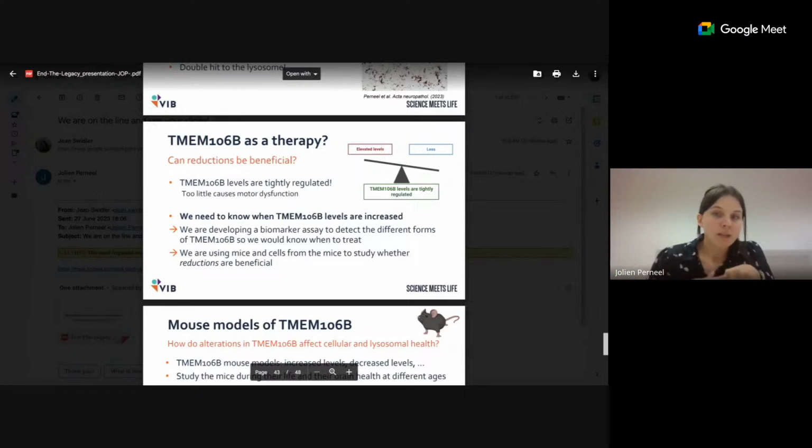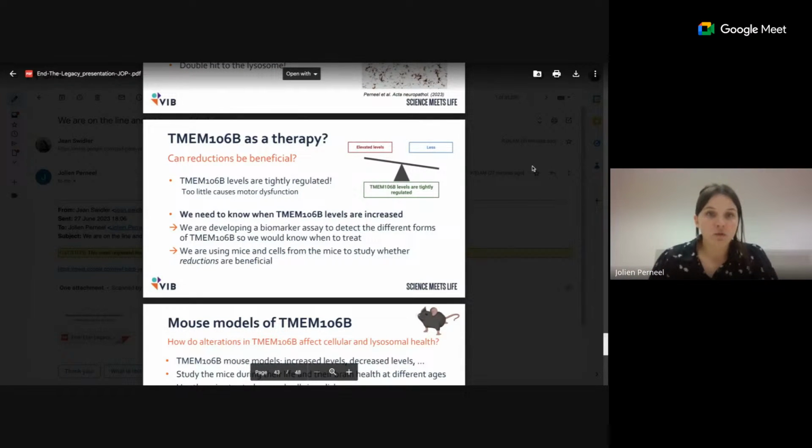We are also using mice and cells from mice to study whether these reductions can be beneficial, and this is actually what I do on a daily basis. My main project involves a lot of mice, which are different models with different changes in TMEM106B. They differ in the amount of TMEM106B they have. They have more, they have less, but they can also have just small changes to TMEM106B. I study these mice during their life, and we look at their brain health at different ages, and we use them to study neuronal cells.